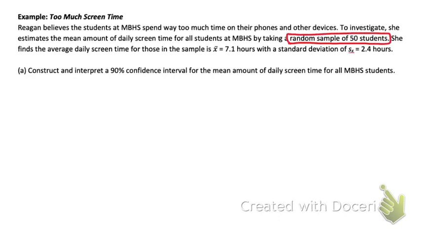Guys, good news. At that moment, you should have just jumped for joy. Why did we jump for joy when we read that there's a random sample of 50? It's greater than 30. We ain't got to make no graph. All right. She finds that the average daily screen time for those in the sample is X bar is 7.1 hours a day. Sample standard deviation, S sub X, is 2.4 hours.